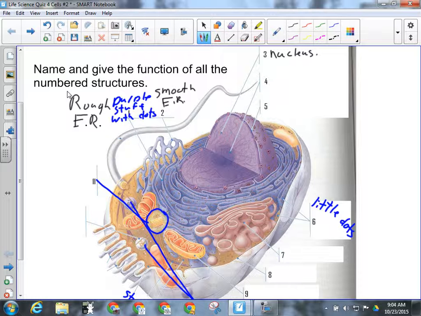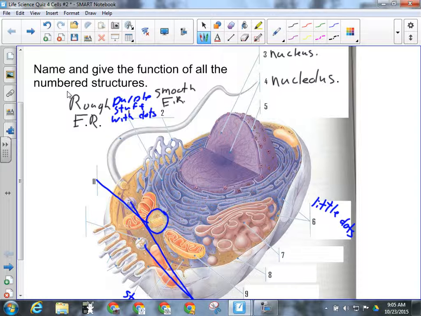All right, number 4, the darker dot in the middle. Nucleolus. Spelling counts on that one. And the job of the nucleolus is to control protein synthesis, copy DNA, transcribe DNA, something like that. But technically, it also does that, yes. Yes, produces RNA as well.